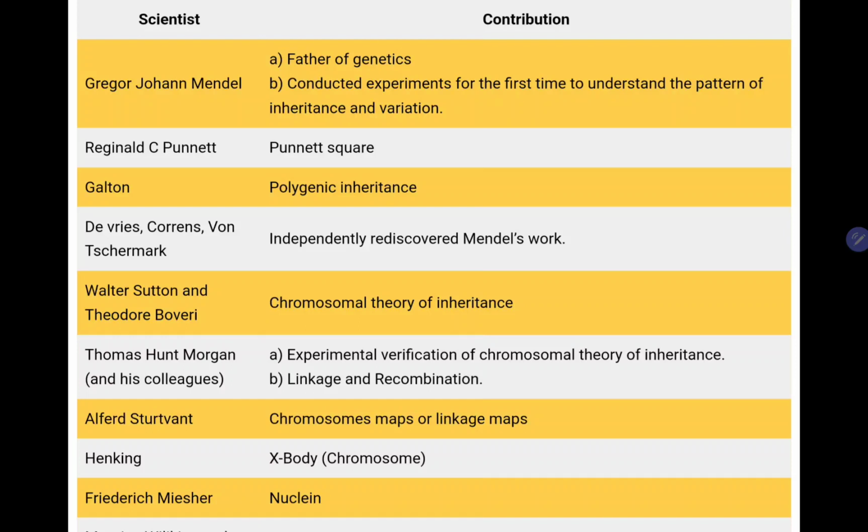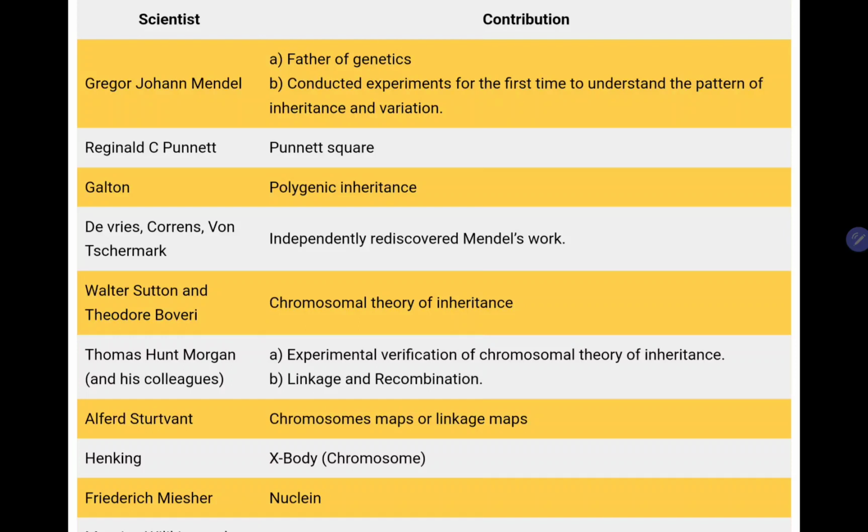Remember, for polygenic inheritance, one phenotype is controlled by many genes. The reverse is pleiotropy: one gene controls many phenotypes. Hugo de Vries, Carl Correns. Remember, if you remember mutation, then remember Hugo de Vries. Carl Correns is the one who gave incomplete dominance. Von Tschermak. All these together worked independently to rediscover Mendel's work in 1900.